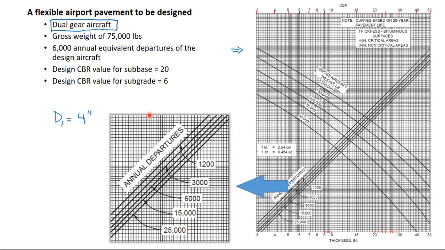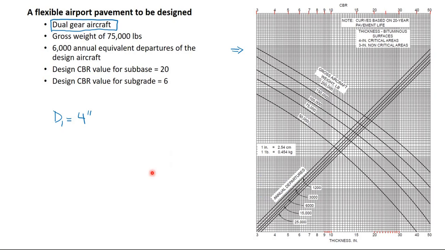Next, the annual departures. The annual departures or equivalent departures of this aircraft is 6,000. I have zoomed in on this part of the graph, and there are 5 lines. The first curve is for 1,200 departures. Second line is for 3,000 departures. Third line is for 6,000. Fourth, 15,000, and the last one is 25,000. In this problem, the annual departures are 6,000, so we are going to use this third line.